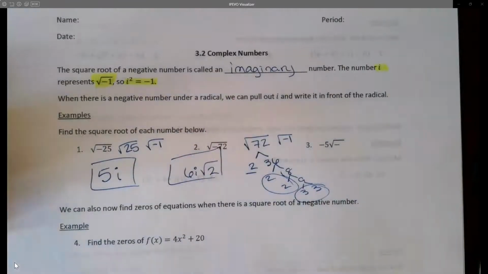Why did my computer not print? That's weird. This is a 9.